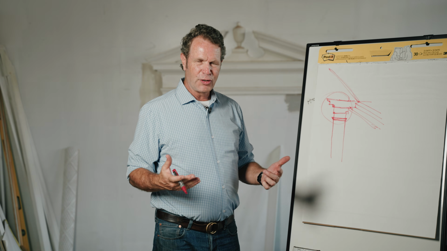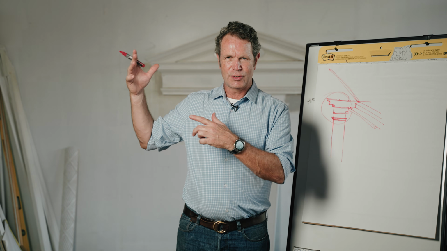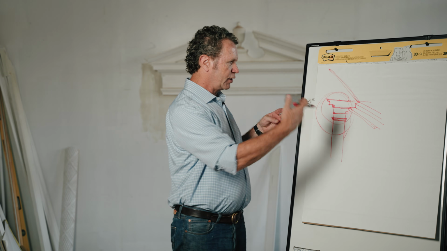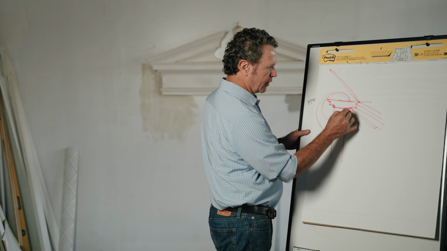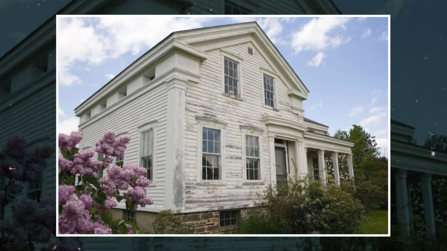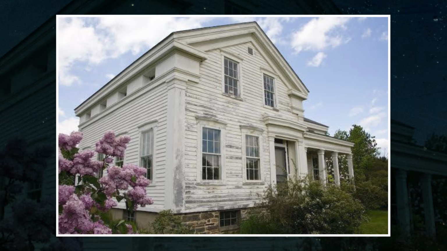So all I'm doing is I'm taking that classical system, that cornice, and I'm building it on the corner here. I'm building it so that it returns. And notice the same reveal I have over here is over here. And so there's a proportional relationship between all these parts and pieces.